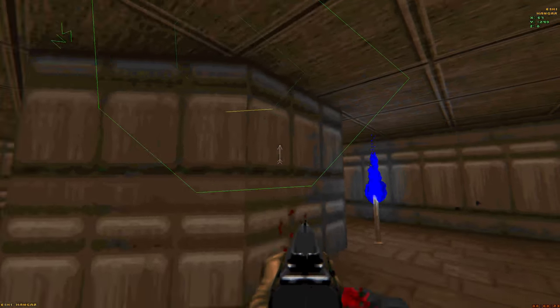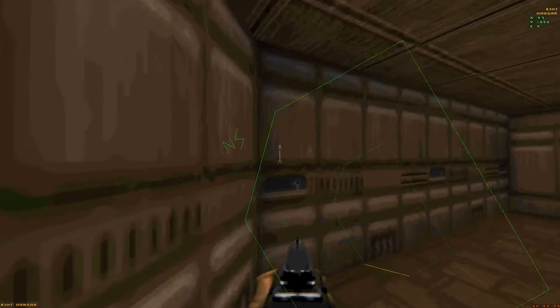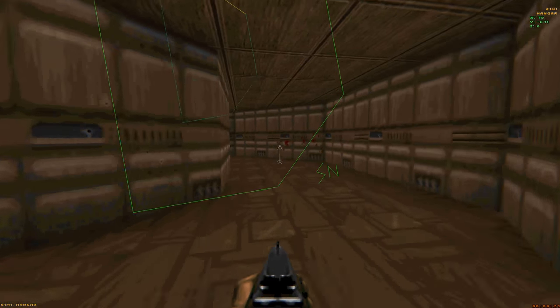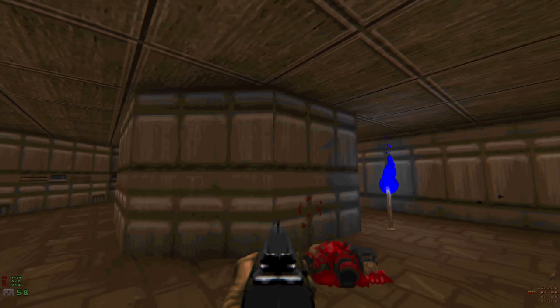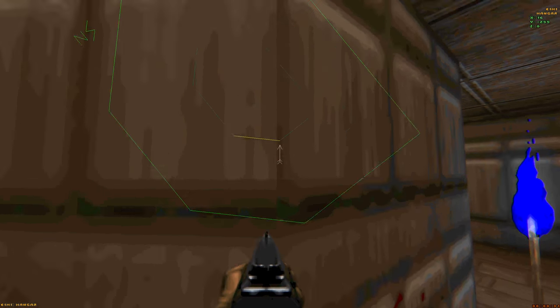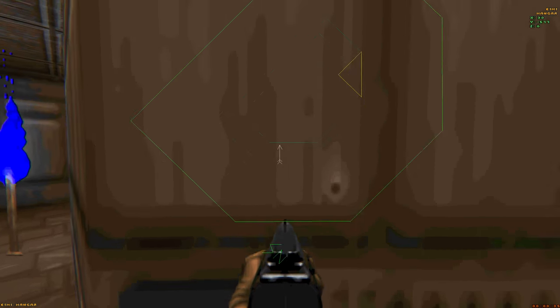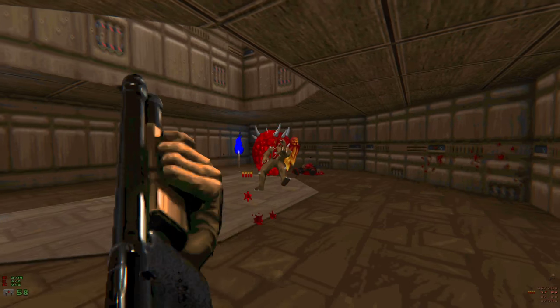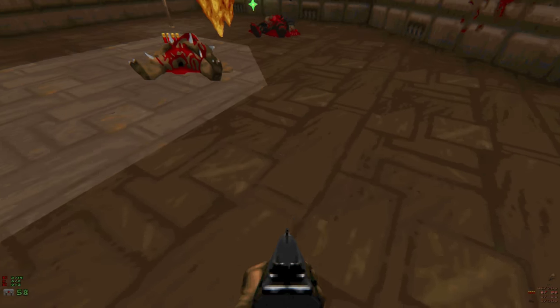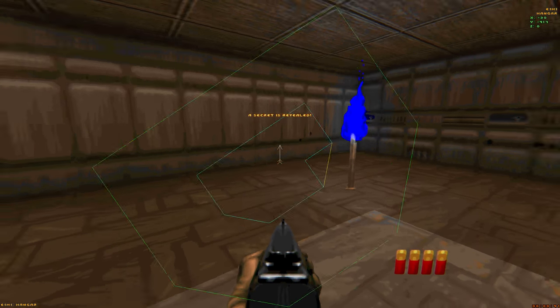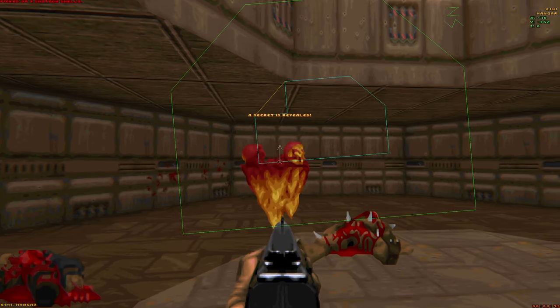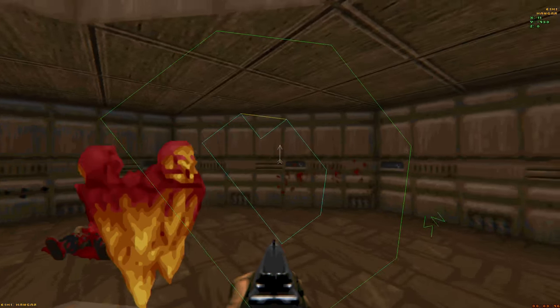Actually, wait a minute here. Isn't this the same level? No, but I'm confused. There's like a glowing light here. Yeah, see, no, this isn't the same level at all, but at the same time, it is. Somehow! Okay, we'll go with it.